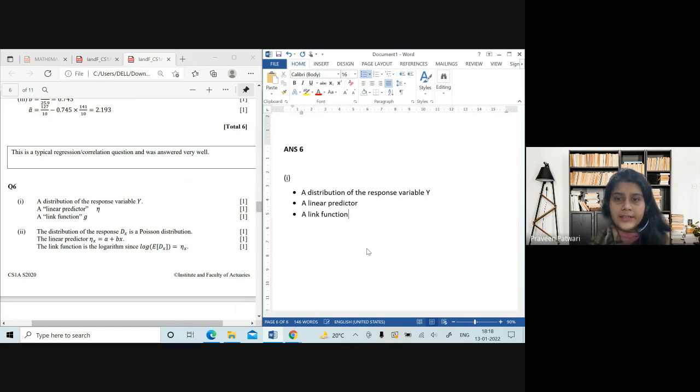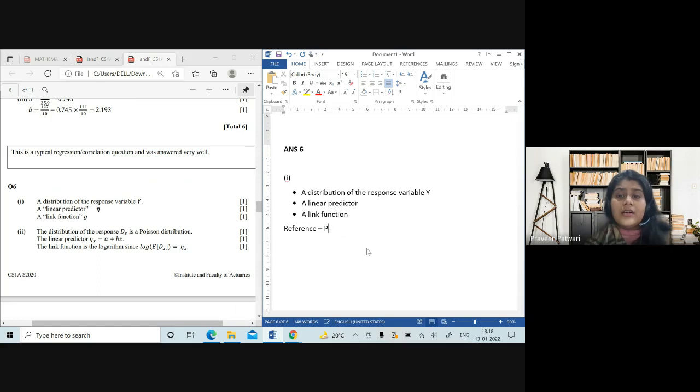And when you press enter after every bullet you put, another bullet will come. But it might so happen, for example, over here, I don't need this bullet. Instead, I want to write something without the bullet point. So what do I do? I press enter again. As soon as I press enter again, the bullet point disappears and Word gets the message that I do not need the bullet point anymore. I just have to write something in the normal alignment. Okay.